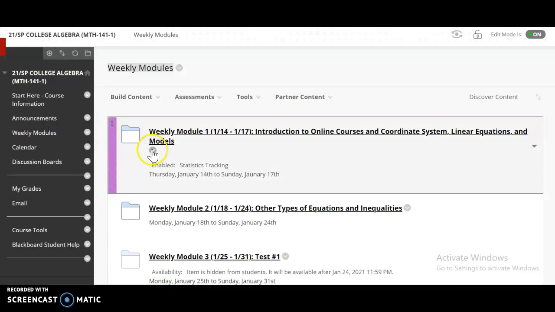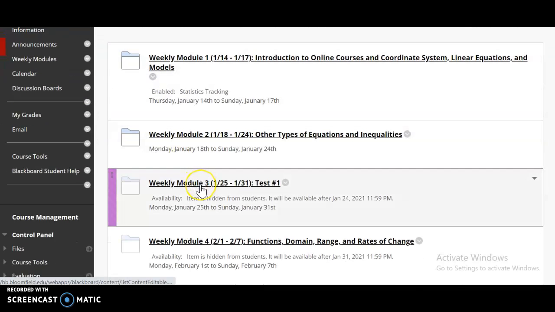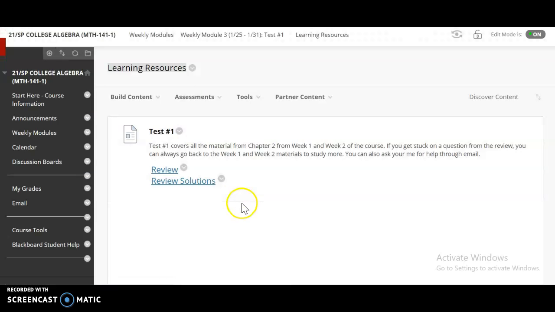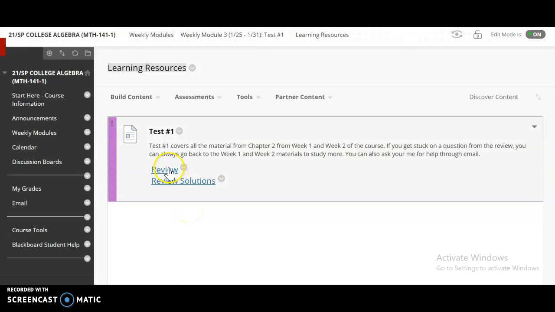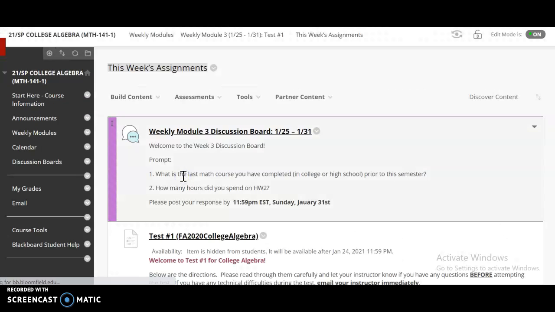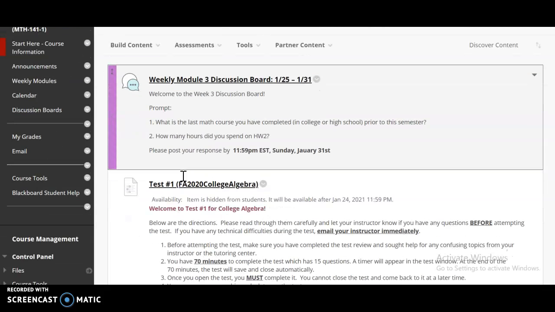Okay, so if we go to the weekly modules, this is week 3, which is test number 1. Here, under learning resources, I've posted test number 1's review and the review solutions. Make sure you try the review problems first and go over the answers by clicking on the review solutions. Afterwards, you can go ahead and do two things, as usual.